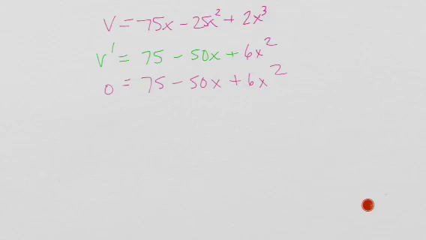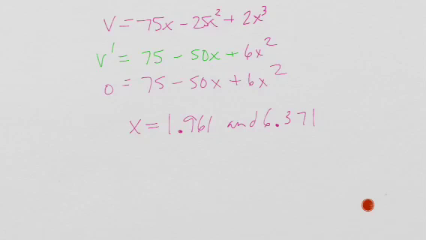Now, when you go to set this equal to 0, it's not going to factor. Okay? Not going to factor. So, you got a couple of options. You can use quadratic formula. You can use the solving function on your calculator. When you do that, you're going to end up with x equals 1.961 and 6.371. So these are my two critical points.